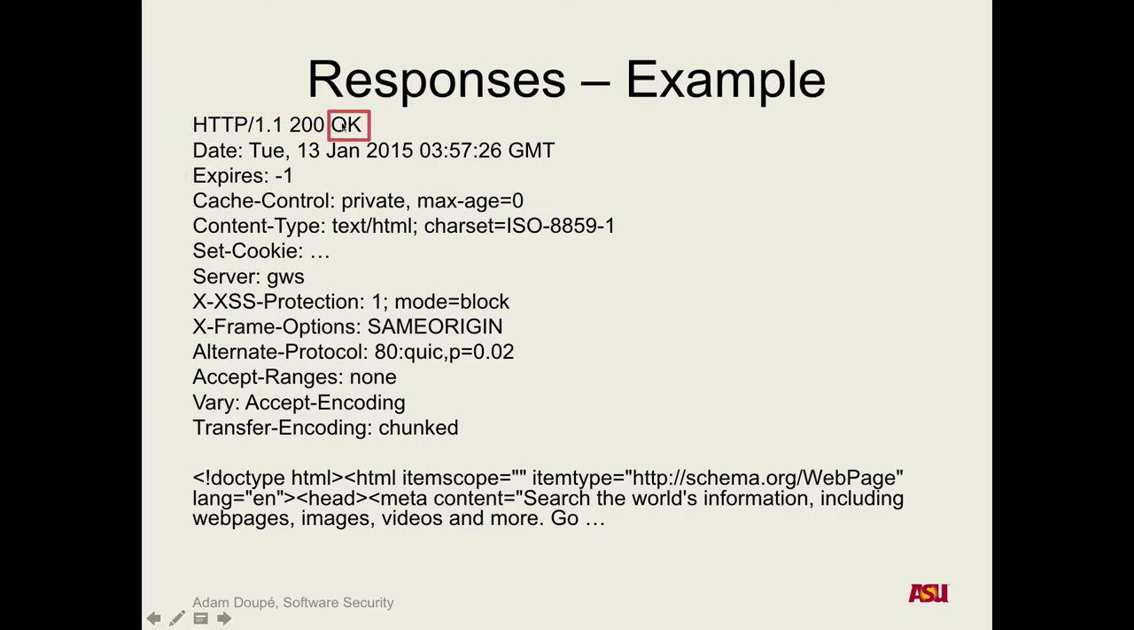Then from there, we have all kinds of crazy things. We have the date. We have an expires, when this thing expires. All of these are cache controls, so you can see how important caching is to the architecture of the web. And all of these headers are standardized in the standard about what they mean.